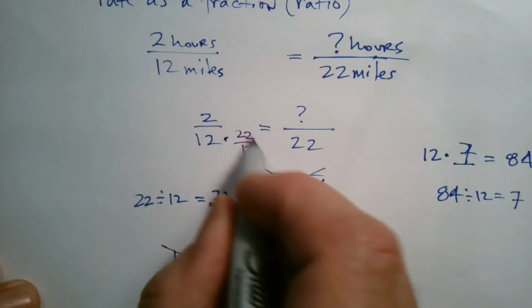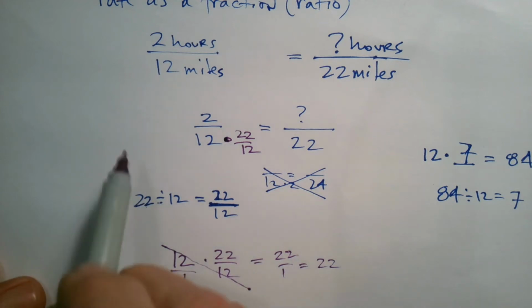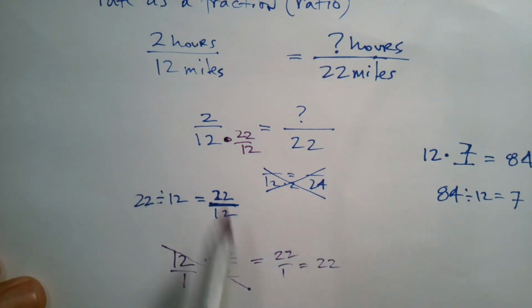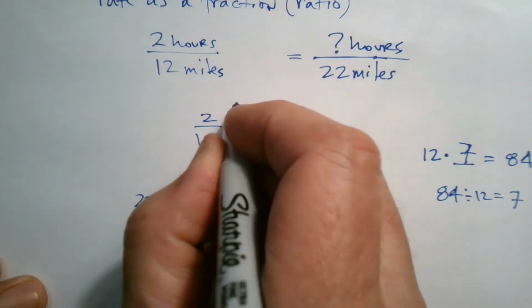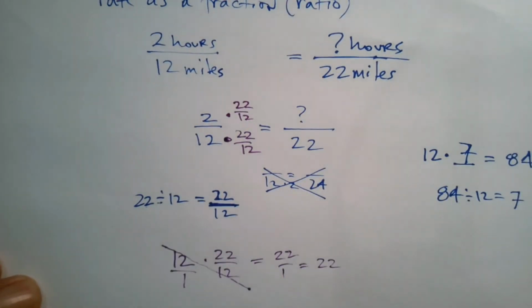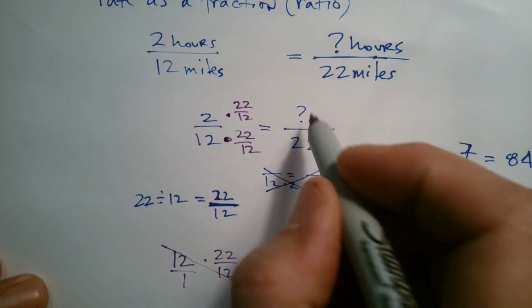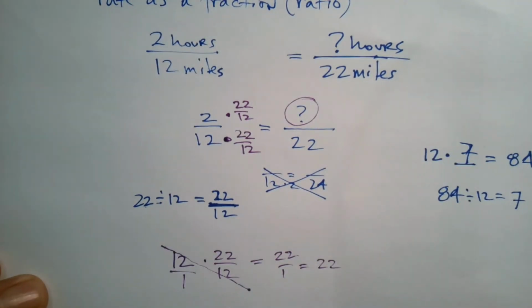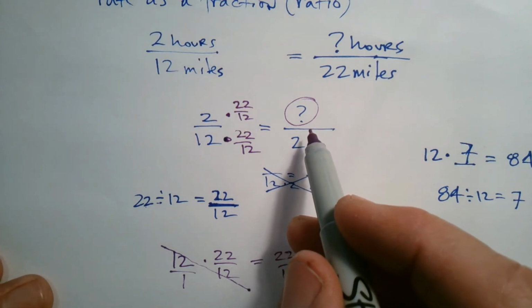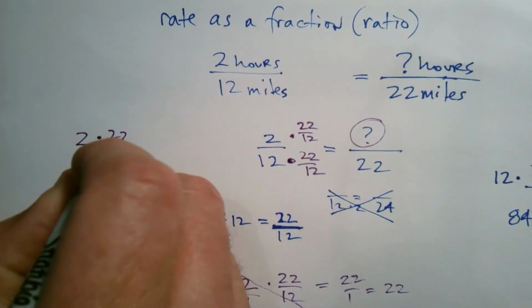So that is the number that I'm multiplying the bottom by. So to make this a legal operation, I'd multiply the top by the same thing. That's your really giant 1 there. So I just have to figure out what is 2 times 22 over 12, and that will tell me my question mark on top. So let's do that math on the side here. So 2 times 22 over 12.